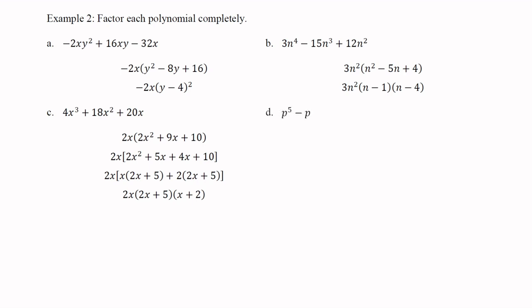P to the 5th minus p, we can factor a p out. That leaves p to the 4th minus 1, which is a difference of squares. So we have p squared plus 1 times p squared minus 1, but p squared minus 1 is also a difference of squares. So we end up breaking that up into p plus 1 times p minus 1. So we finally end up with p times p squared plus 1 times p plus 1 times p minus 1.